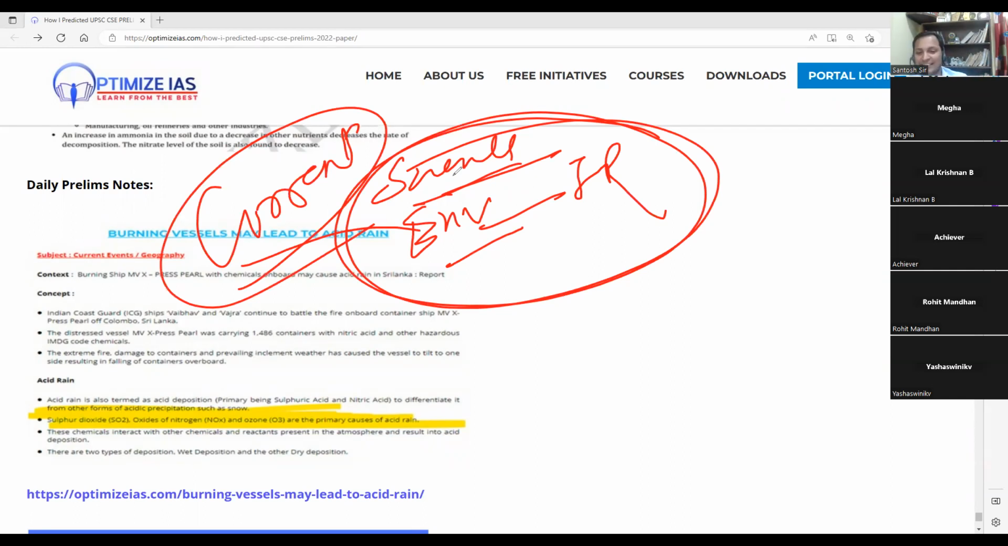Am I right or not? Whoever will not study current affairs throughout the year, he will get current affairs inside the exam hall. Correct or not? Tell me. Am I correct or not? Yes, sir. Whoever will not read current affairs throughout the year will get current inside the exam hall.